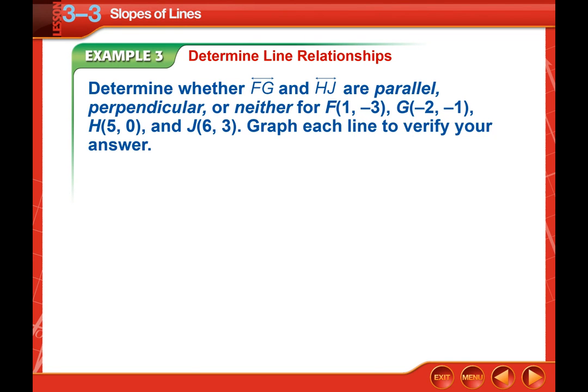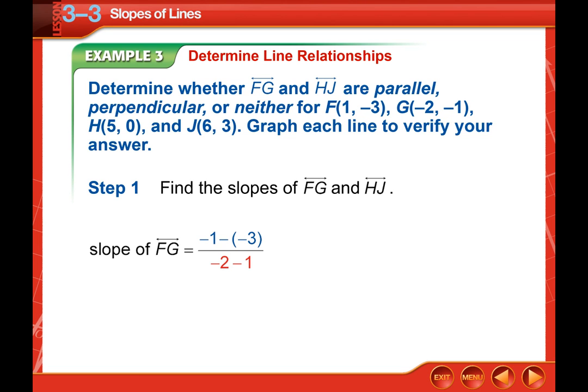So let's determine whether line FG and HJ are parallel, or whether they're perpendicular, or if they're neither. And we need to graph each line to verify our answer. So this is something where it's very helpful to have a ruler and have some paper. Okay, I'm going to try to show you here on the screen. First off, find the slopes. Okay, those slopes will definitely help. Okay, FG, we need to compare the points for F and G.